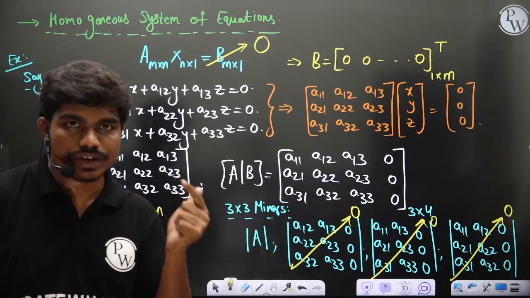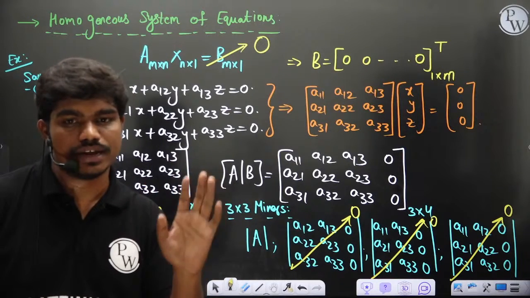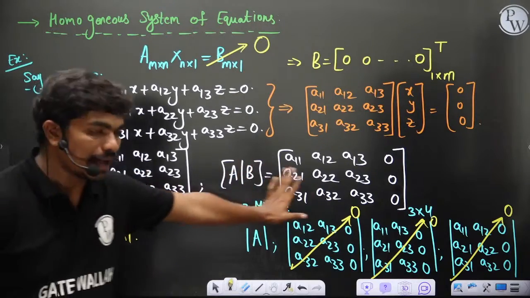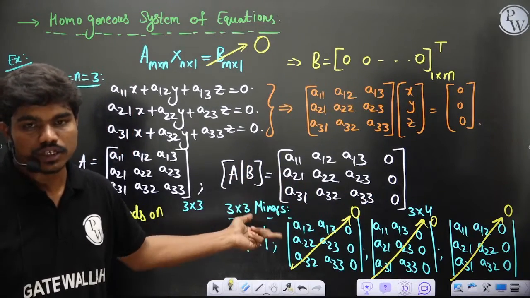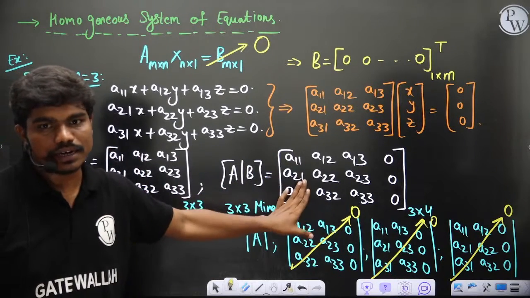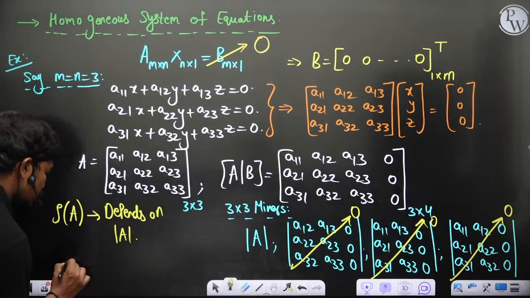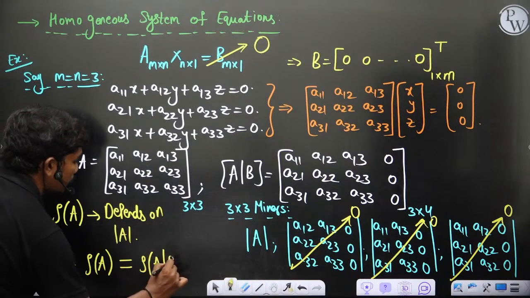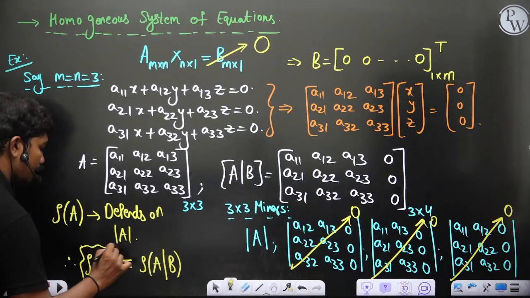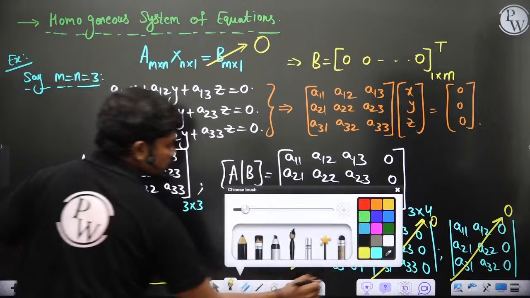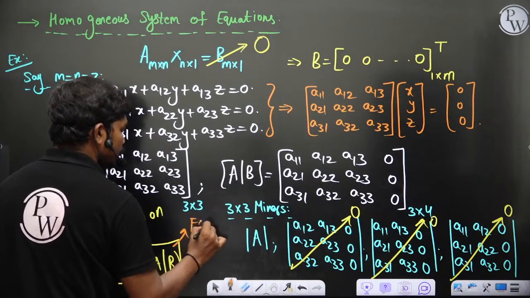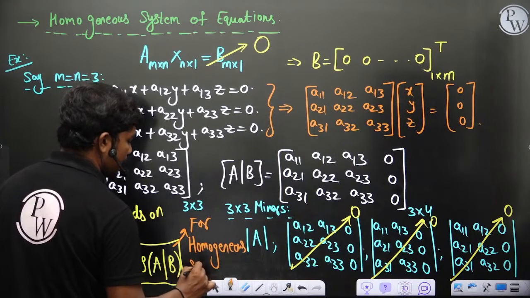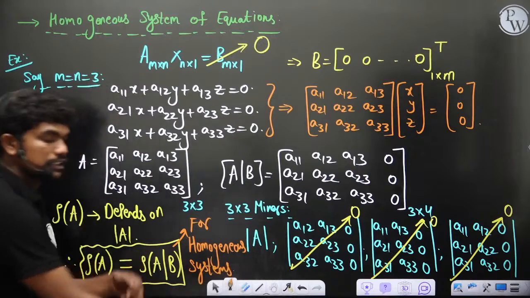Rank of A and rank of A augmented B both depend only on the elements of A, correct? There is nothing like this happening differently and that happening differently, because both are depending on the same elements. So ultimately the rank of A is the same as the rank of A augmented B. Therefore, rank of A is always equal to rank of A augmented B in case of homogeneous systems.